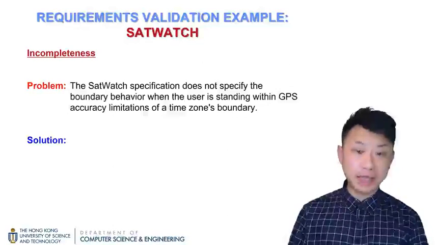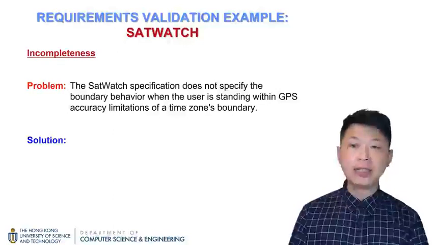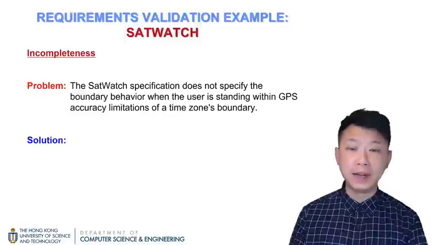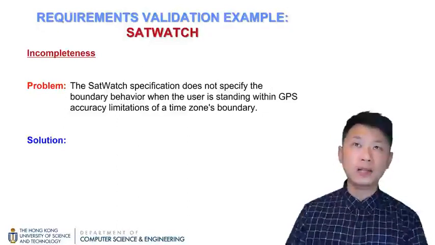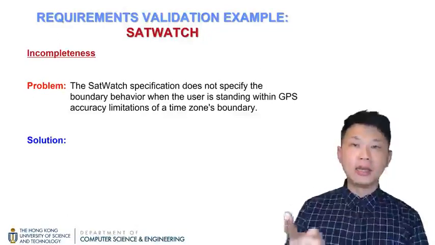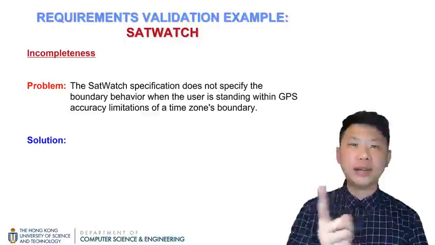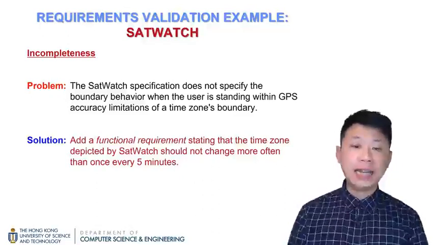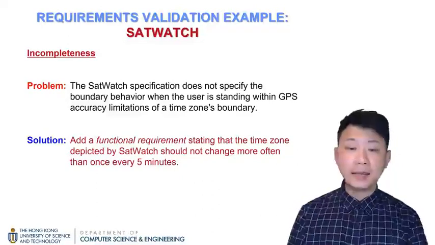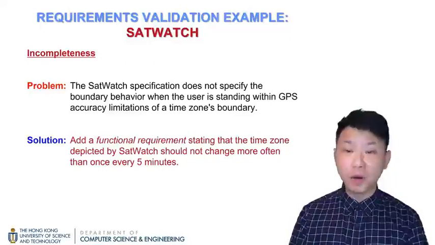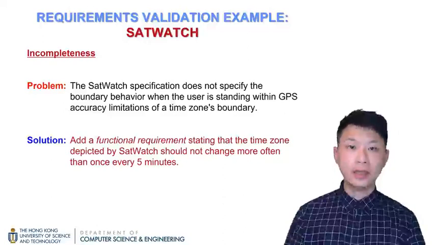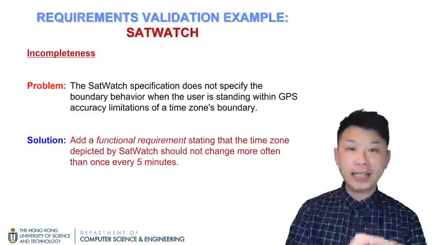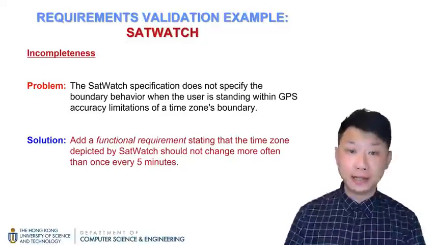The first one is incomplete. The SetWatch specification does not specify the boundary behavior when the user is standing within GPS accuracy limitations of a time zone's boundary. That means when a user is standing between two time zones, the time on SetWatch should not toggle between the two time zones again and again. So the solution is that we have to add another functional requirement saying that the time zone depicted by SetWatch should not change more often than once every 5 minutes. That means when a user is standing between two time zones, the time on SetWatch will not change again and again. It will only change once every 5 minutes.